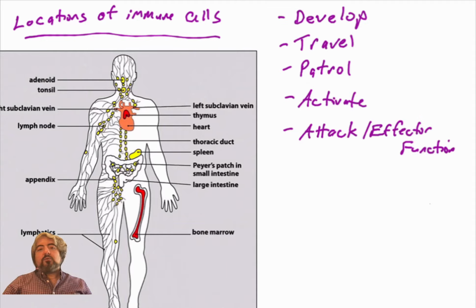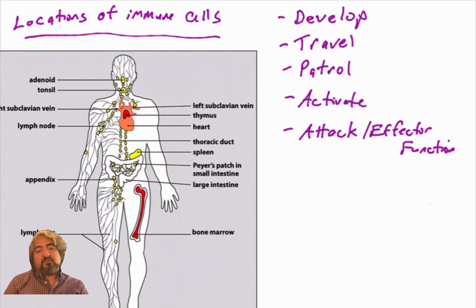As you think about the different areas of the body where we're going to find pathogens, I want you to think about the concept that immune cells have to develop in certain locations of the body. They have to travel throughout the body. Once they get to an area, they might want to patrol and try to detect pathogens. If they detect a pathogen, they'll have to activate and then turn on their effector function to actually help the immune system get rid of the pathogen. So immune cells are going to be in lots of different places doing lots of different things.